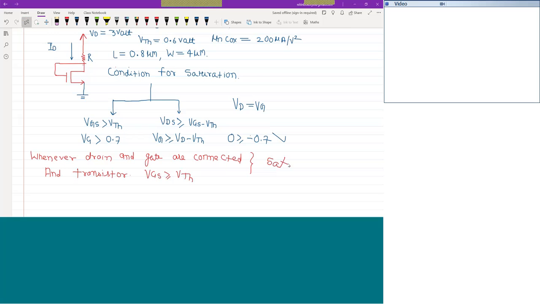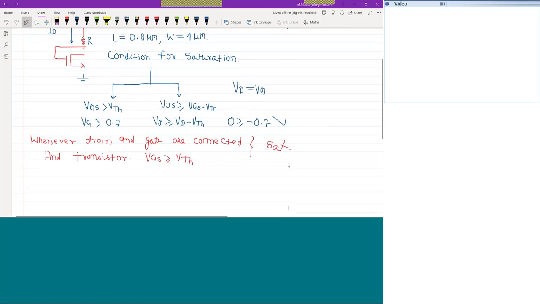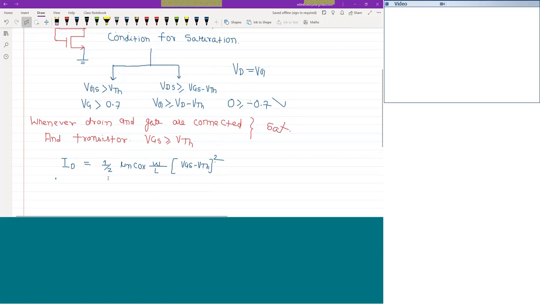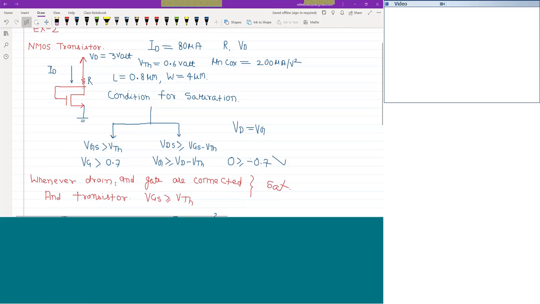Now I can have the answer for current. So current is equivalent to the saturation current: 1/2 mu n into COX into W/L into VGS minus VTH whole square. Let's take the data. What are the data? ID equal to 80 microampere.